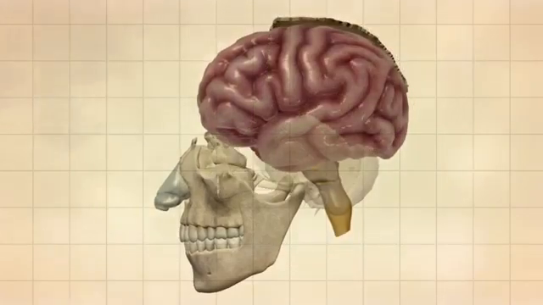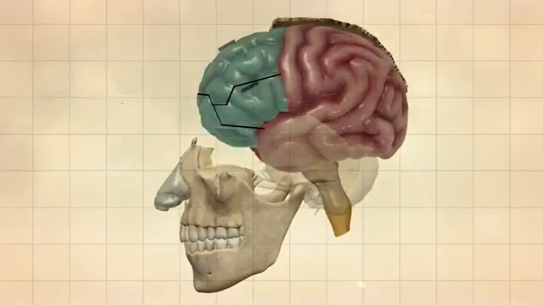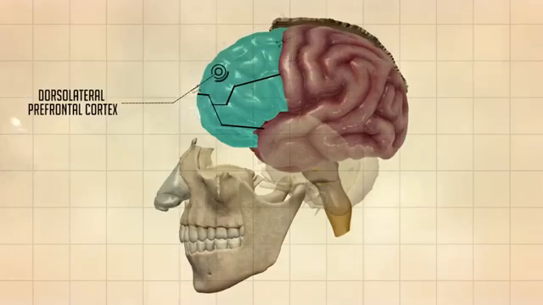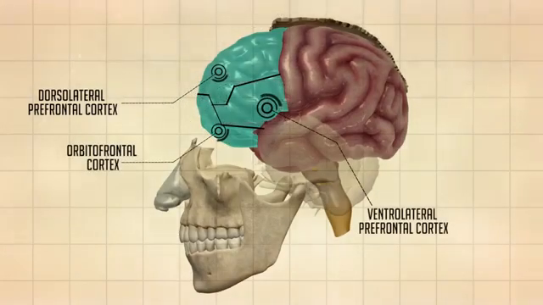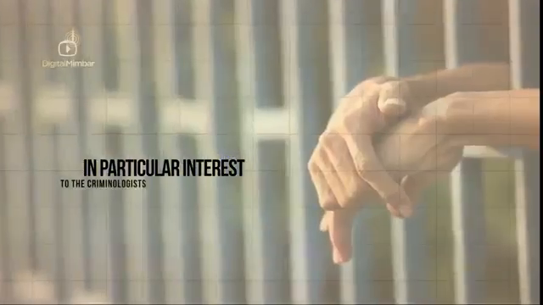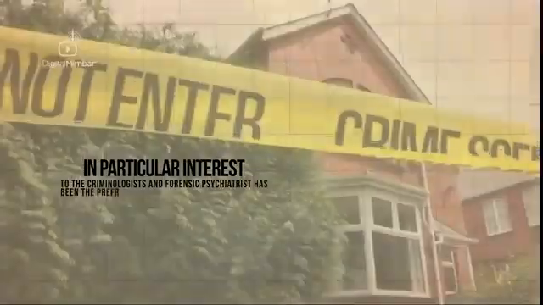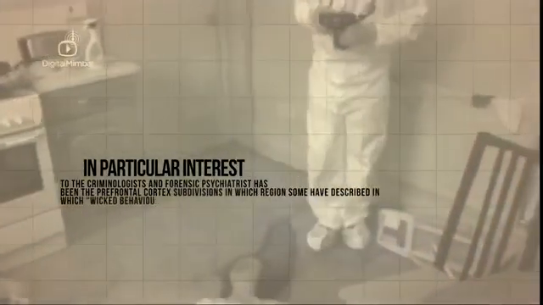This area of the brain has been divided into three main subdivisions, known as the dorsolateral prefrontal cortex, the orbitofrontal cortex, and the ventrolateral prefrontal cortex. In recent years, neuroscientists, criminologists, and forensic psychiatrists from around the world have carried out a number of studies on the human brain. In particular, the interest of criminologists and forensic psychiatrists has been the prefrontal cortex subdivisions, regions in which some have described wicked behavior as taking place.